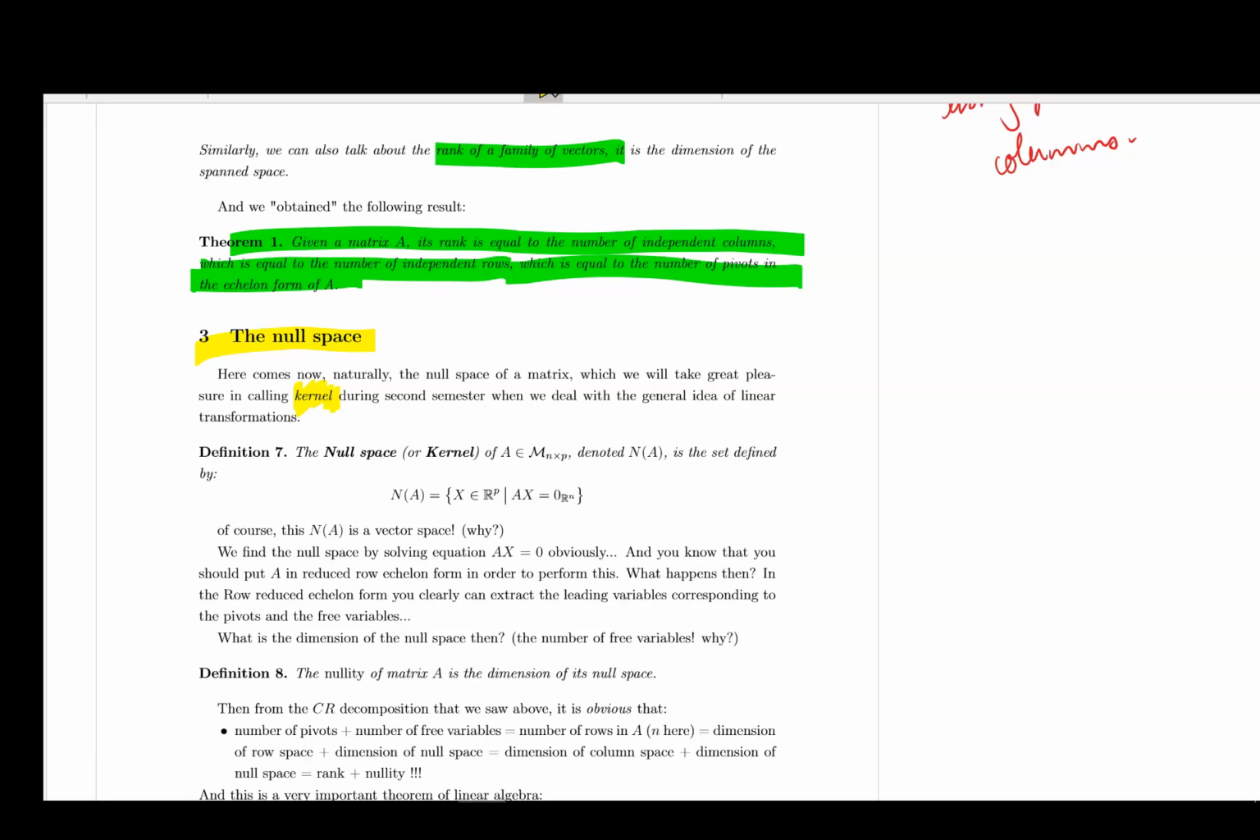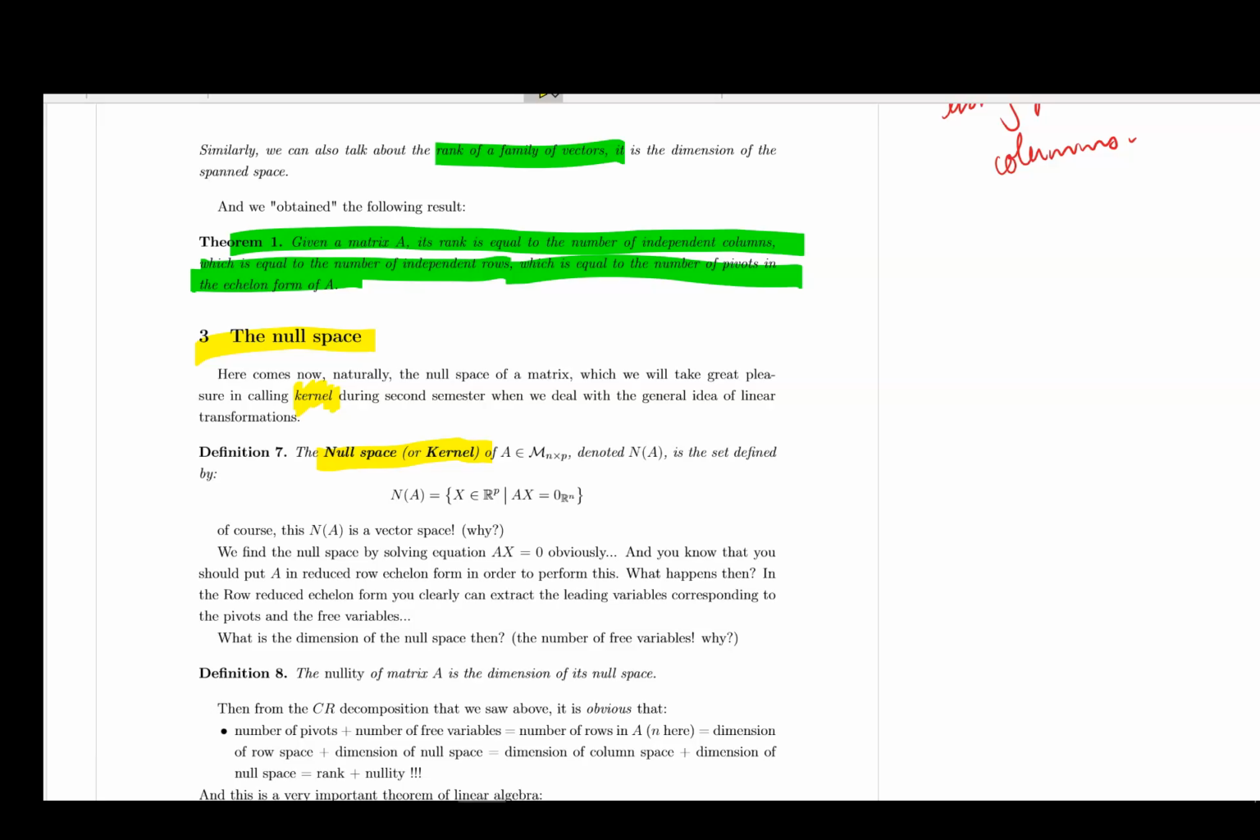denomination during this part of the semester, and when we go to kernel, don't forget it's the same idea. What is that? The null space is just going to be the set of any x in the domain of our matrix, when we consider it as a function, such that it gives you 0.